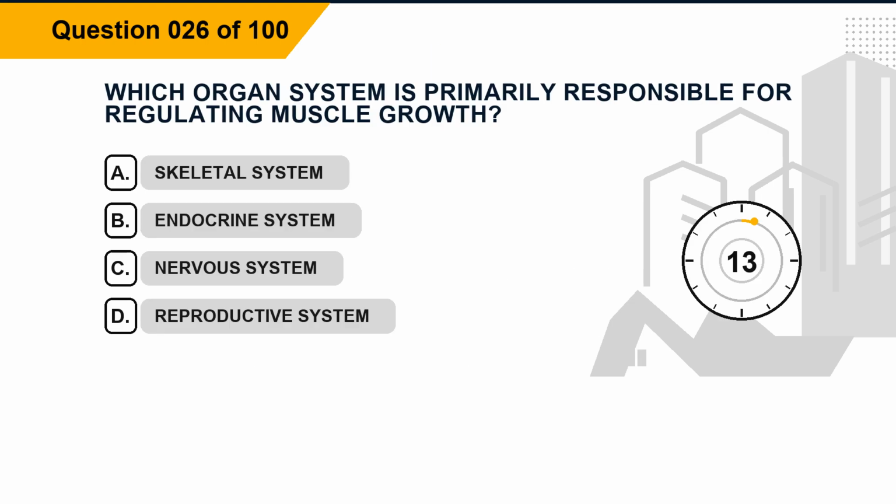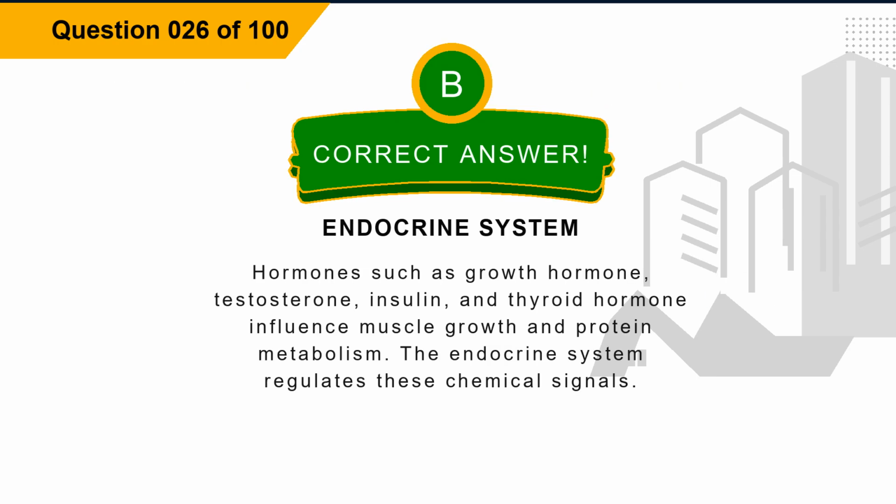Question 26. Which organ system is primarily responsible for regulating muscle growth? Option A, skeletal system. Option B, endocrine system. Option C, nervous system. Option D, reproductive system. The correct answer is option B, endocrine system. Explanation: hormones such as growth hormone, testosterone, insulin, and thyroid hormone influence muscle growth and protein metabolism. The endocrine system regulates these chemical signals.